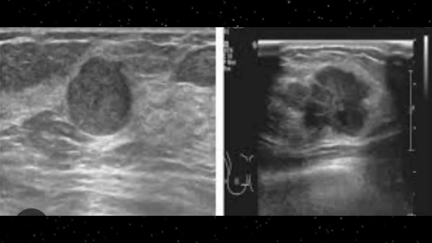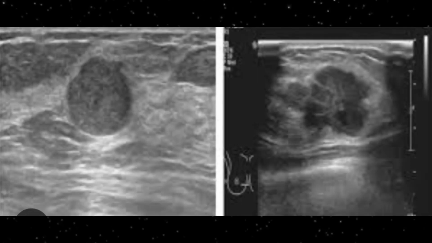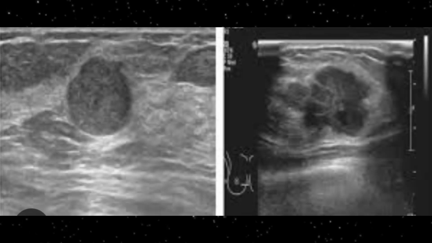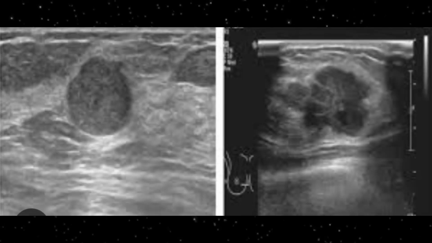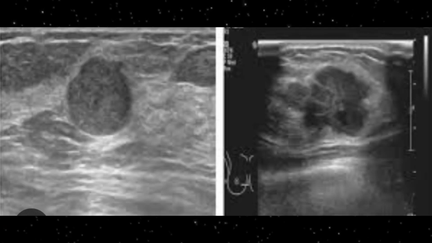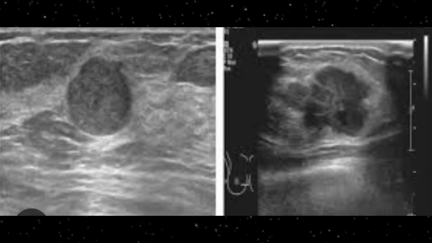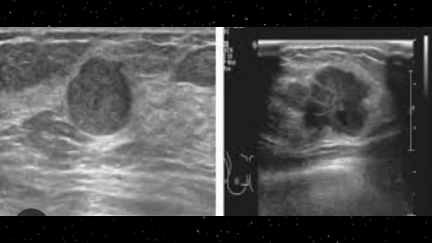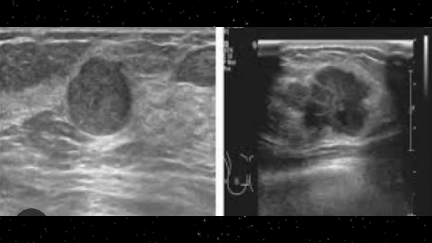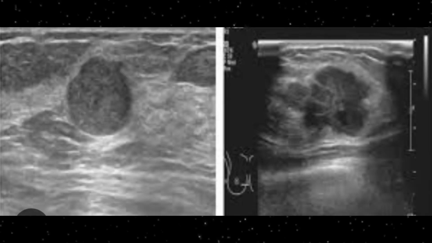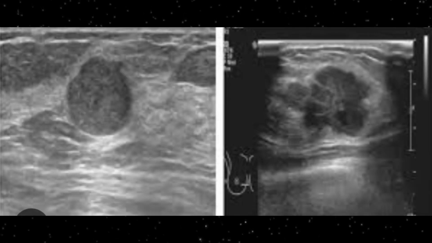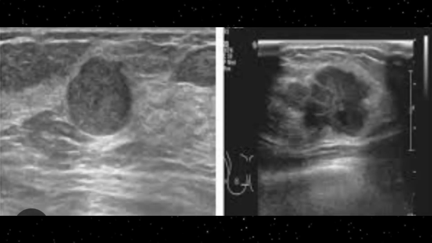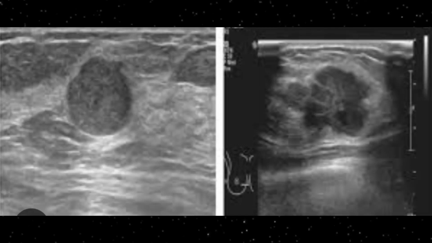And if you look towards the left side, if I comment on the shape, again I would say it is a variable shape. If I comment on the alignment, I would say it is deeper than wide. And if I comment on the margins, the margins are fairly irregular, and to some extent some of the margins look spiculated within the parenchyma. So this makes it suitable for a malignant lesion.